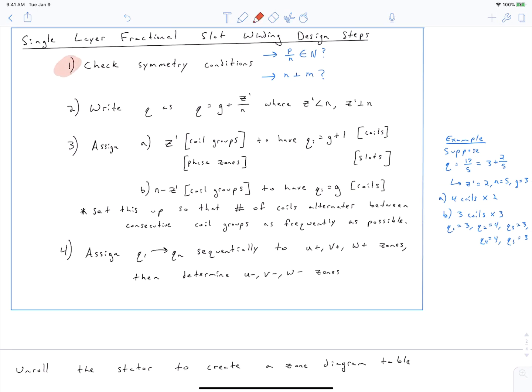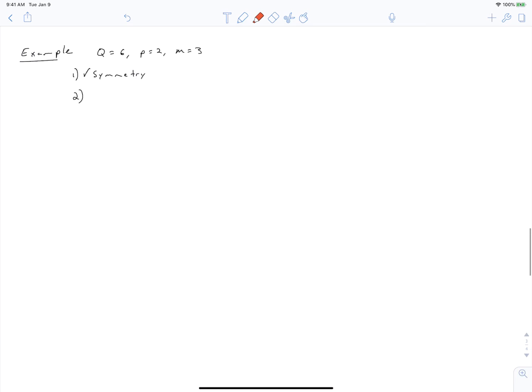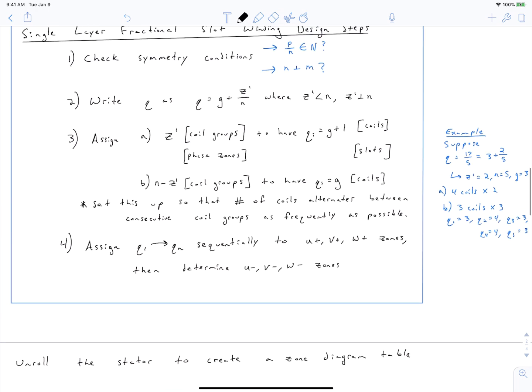So step 1 was symmetry conditions. Now we'll do step 2, which is to write Q out in this form. And we get a G value of 0, Z prime equals 1, and N equals 2. Now we'll do step 3, A and B. So we'll figure out how many coil groups have G plus 1 coils, and how many coil groups have G coils.